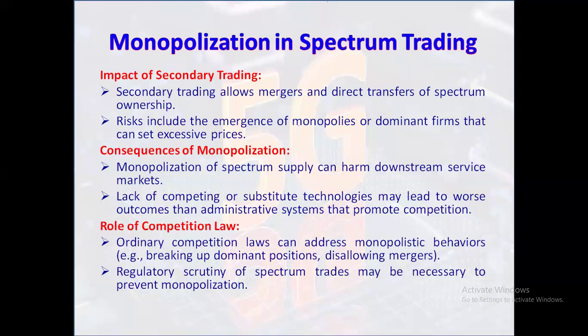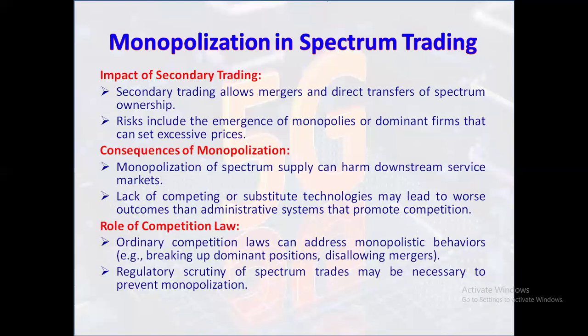This is the main drawback. And the consequences of monopolization. If one company controls most of the available spectrum, it can negatively impact the services provided to consumers. Without competing companies or alternative technologies, the market might perform worse than it would under a system where competition is encouraged by regulation. This could lead to higher prices and fewer choices for consumers.